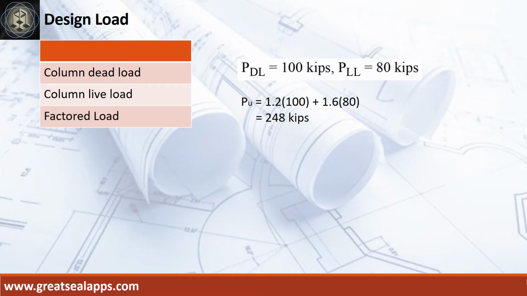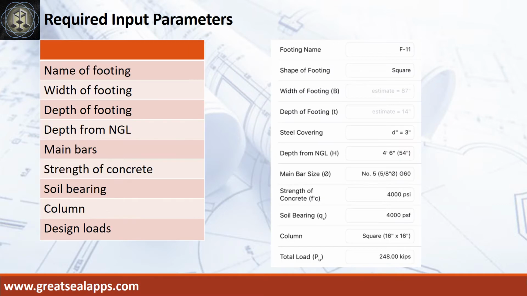The footing carries an axial dead load of 100 kips and axial live load of 80 kips for a factored load of 248 kips. Enumerate input parameters required: footing name F11, shape of footing square, depth of footing 14 inches, depth from natural grade line 4 feet 6 inches, main bars 5/8-inch diameter at grade 60, strength of concrete 4000 psi, soil bearing capacity 4000 psf, column size 16 inches by 16 inches, and total load 248 kips.